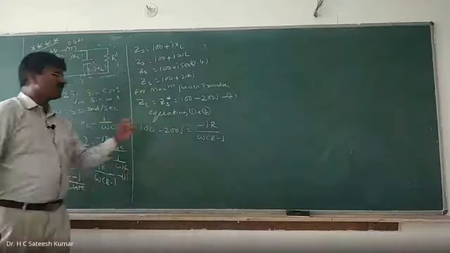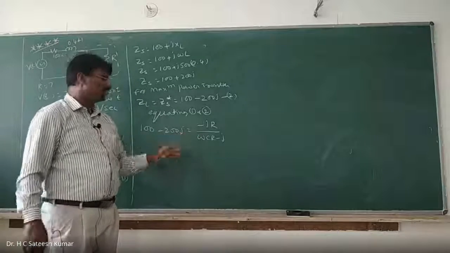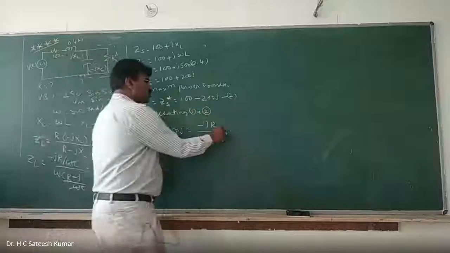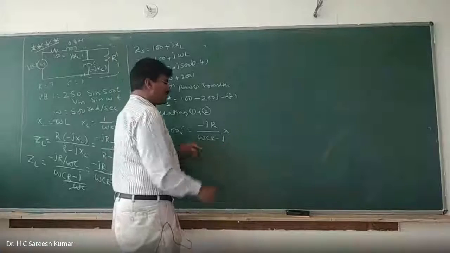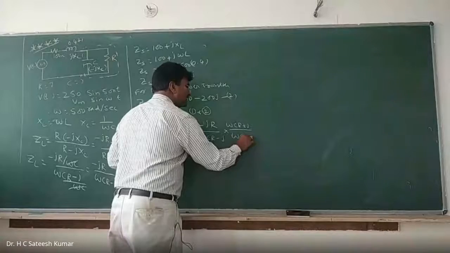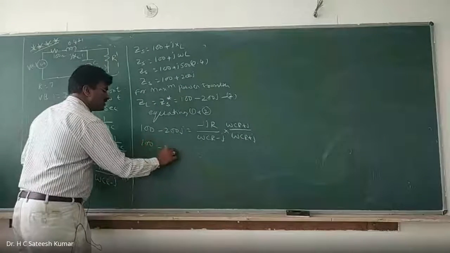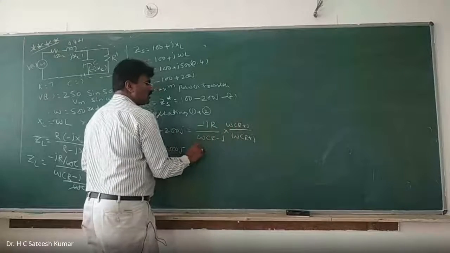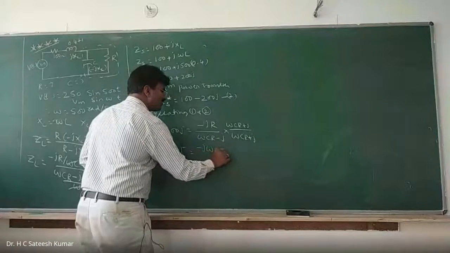Now, if you want to equate real and imaginary parts, we'll have to separate them. What you should do is multiply by the complex conjugate so that we can separate the real and imaginary parts. Multiply the numerator and denominator with the complex conjugate. The complex conjugate of omega CR minus j is omega CR plus j. Therefore, what will you get? 100 minus 200j is equal to, you multiply this one, minus j into omega CR square, and what is that?